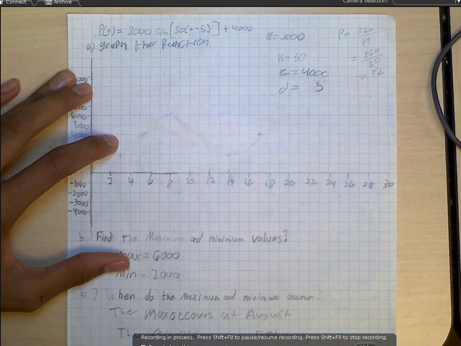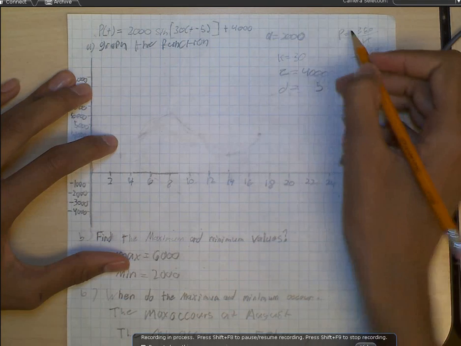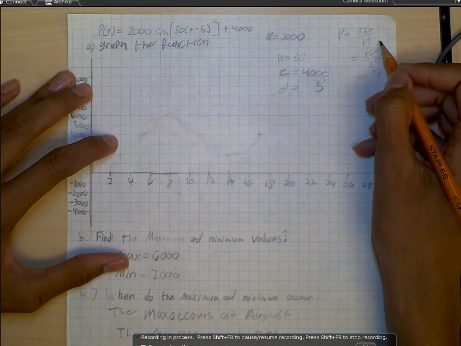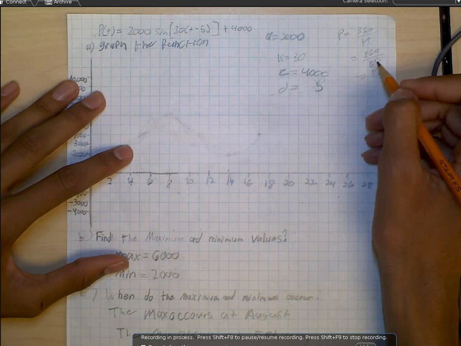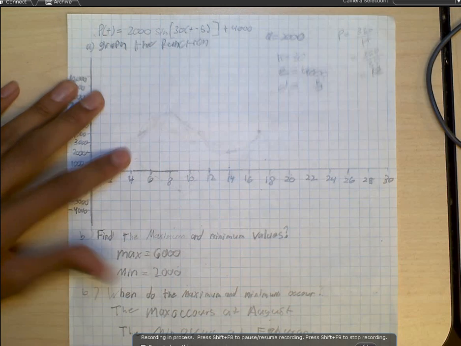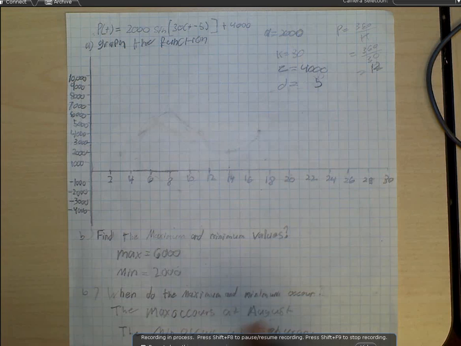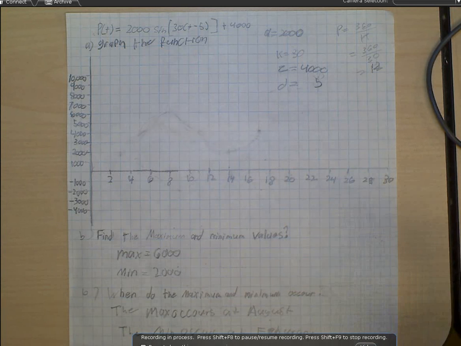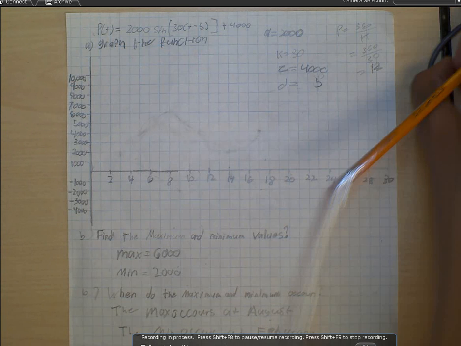And hopefully you're already familiar with this. We take 360 and we divide it by k, and k is 30. The period will equal 12. You can do it on your calculator to make sure. And this makes sense. Why? Because there's 12 months in a year. So that's how you can verify that. Okay, our period is correct. All that's left is to graph this.